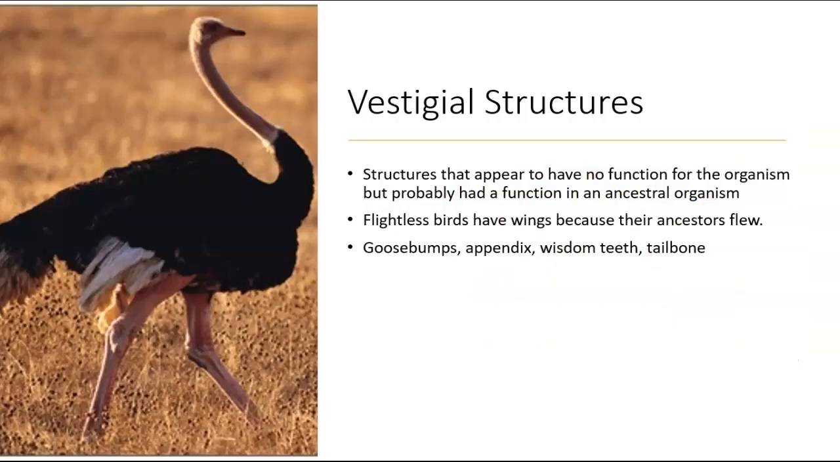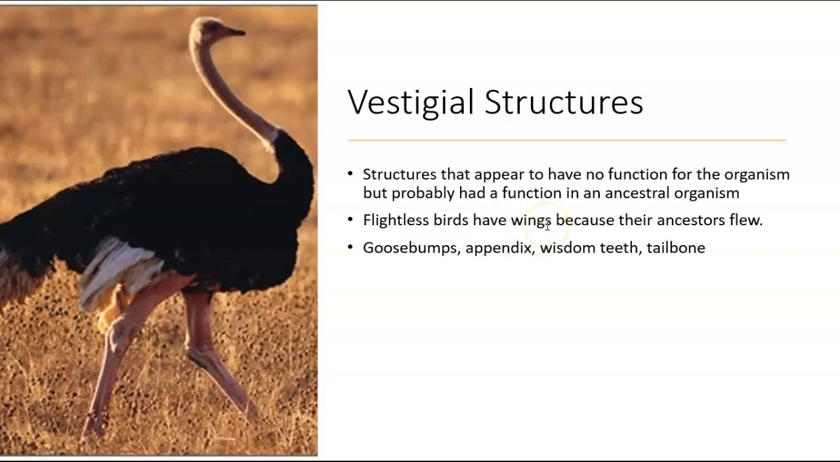Okay, next we have vestigial structures. These are structures in organisms that have no function. Like the ostrich, the emu, these are flightless birds. They still have wings, but they do not fly. But their ancestors did. So that is why they maintain those wings.